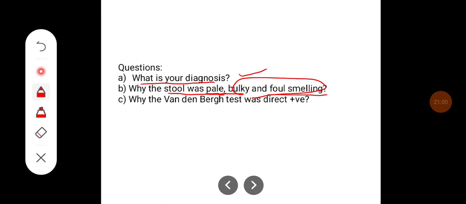Okay, so why is the Van den Bergh test direct positive? Because in this jaundice you have more conjugated bilirubin than unconjugated bilirubin, so that is why the Van den Bergh test is direct positive.